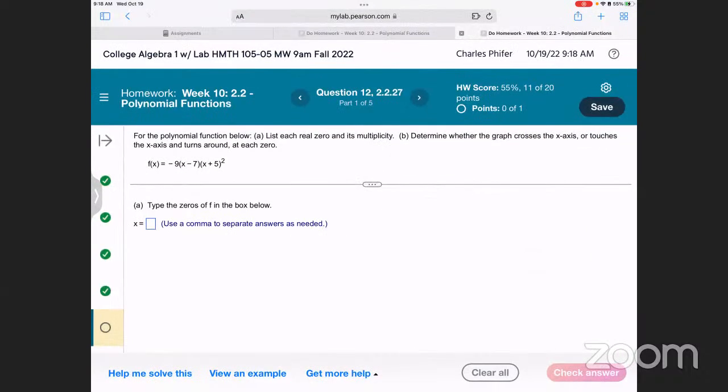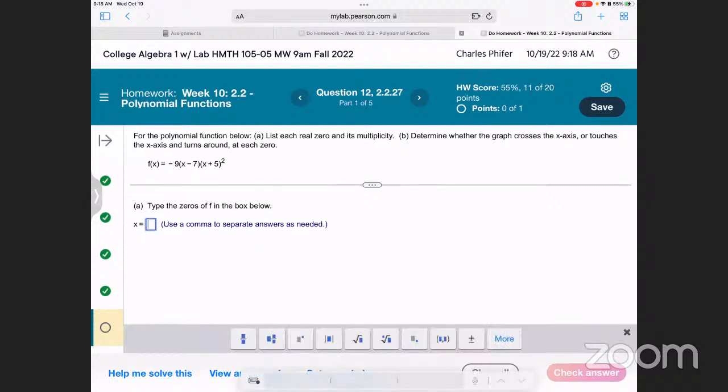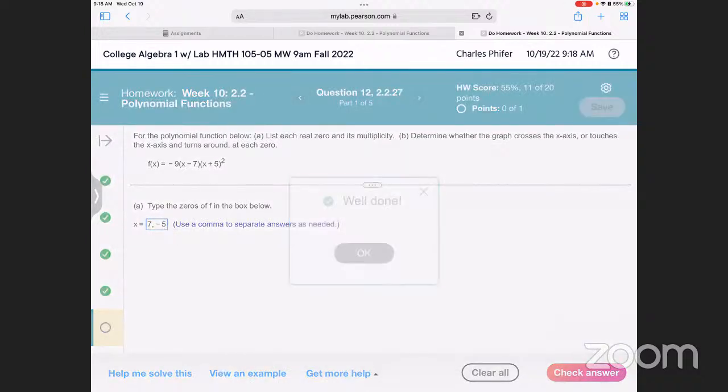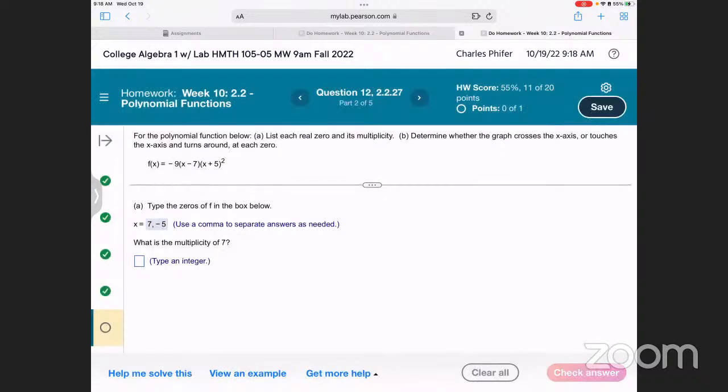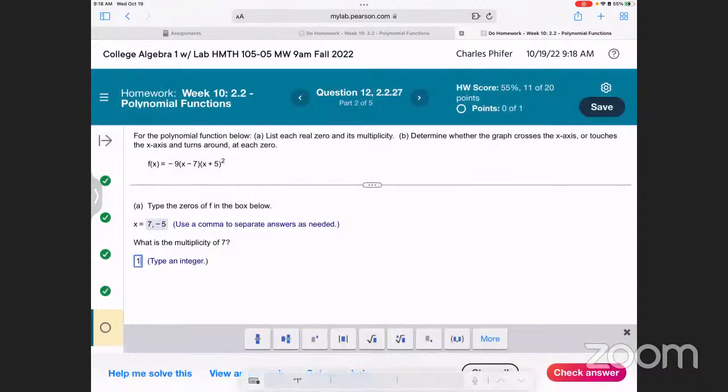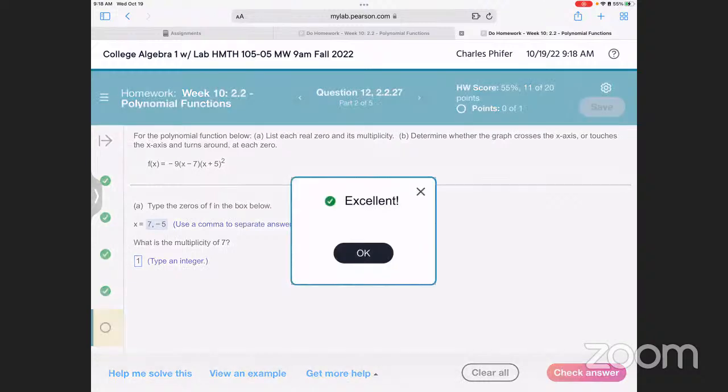Type the zeros in the box, use a comma to separate. So if we set this to 0 and solve, we would get 7 and -5. Okay. And then the multiplicity of 7 is 1. And if that's not clear, you have to ask.